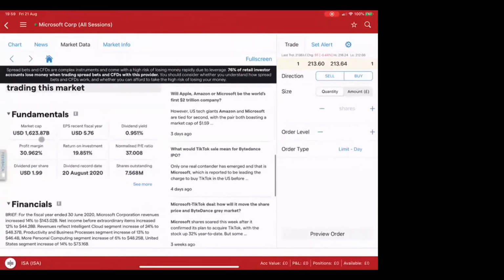So I check here and I see the market cap of Microsoft is about $1.6 trillion. Their earnings per share ratio is that. The dividend is 0.951%. The profit margin, as you can see, is all singing and dancing nice because there's no red. I will show you an example that's red. Their PE ratio is high, which is their price to earnings ratio. Don't worry, I'll explain. The dividend per share is going to be paid on the 20th of August. And their shares outstanding are about 7.56 billion shares. So that's the fundamentals.